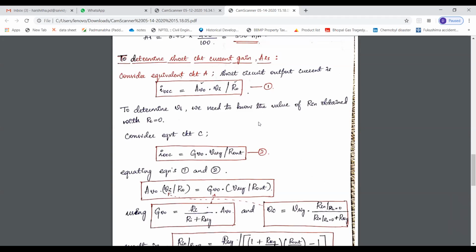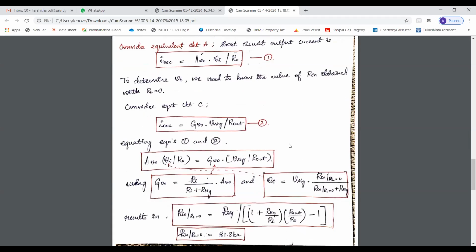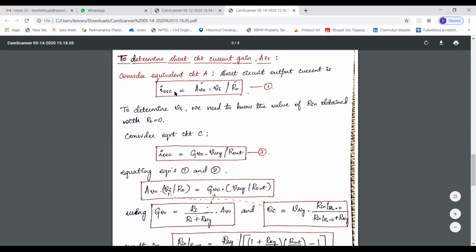Go back to the previous set of notes. Previously I showed you equivalent circuit A, isn't it? Below that itself I've written equivalent circuit C. Go back to it and you will come to know how we analyze equivalent circuit A. In similar lines, analyze equivalent circuit C and you'll come to know that the output short circuit current is equal to Gm naught into Vsig by Rout. It is very simple. You can understand this and name this as equation 2. And whatever equation we got for the output short circuit current from circuit A should be named as equation 1.